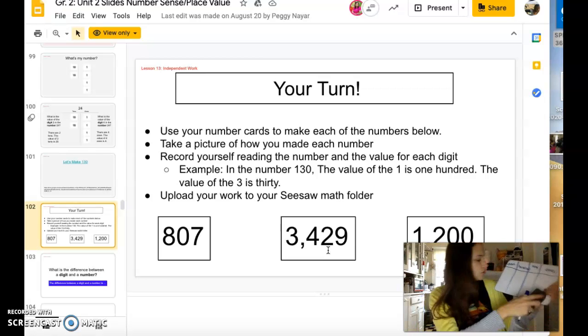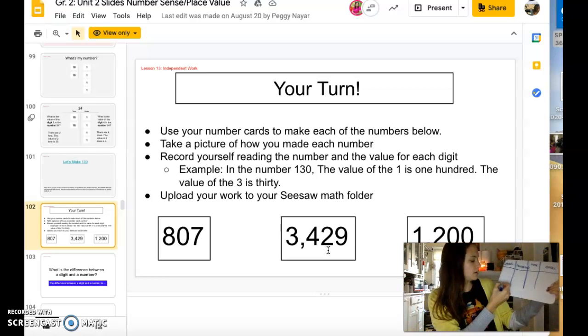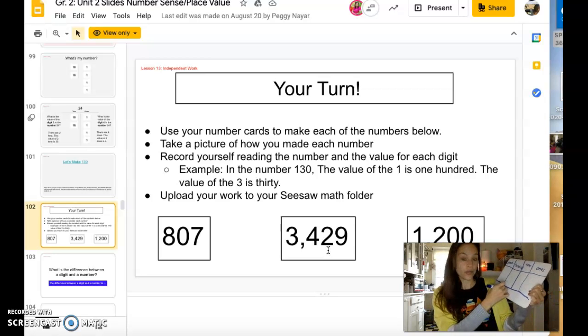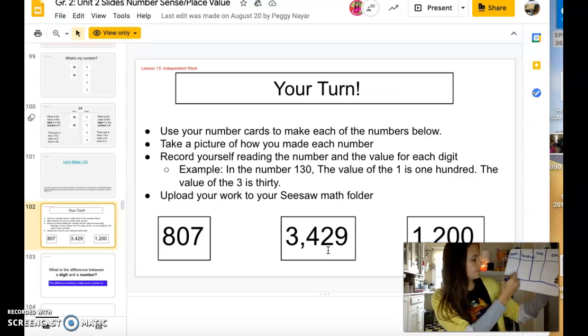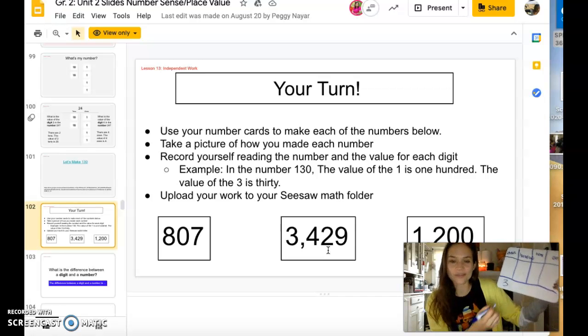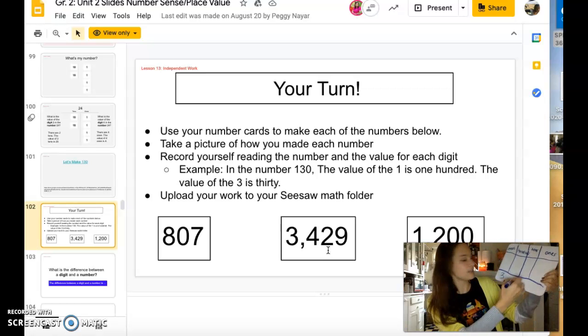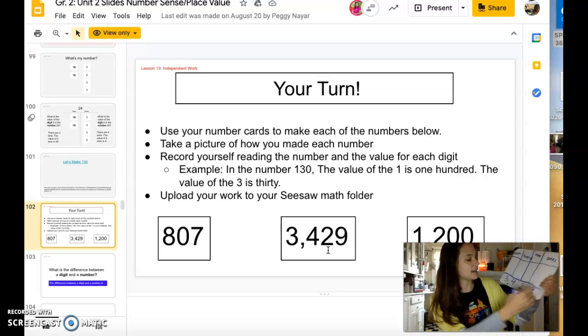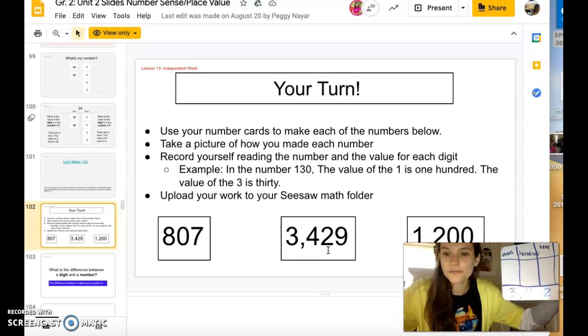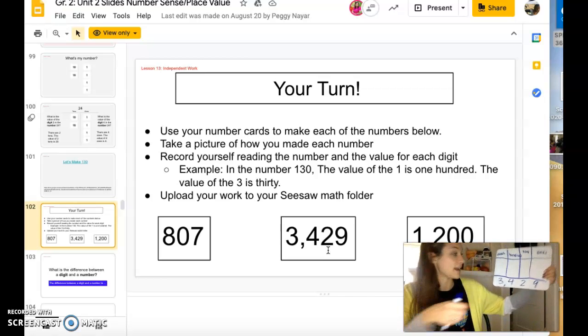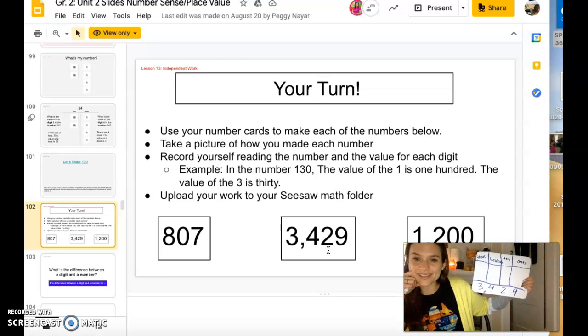So we are going to do this number right here. We're going to do the number 3,000. So then we put a comma after the thousands. 3,429. How many thousands are there?